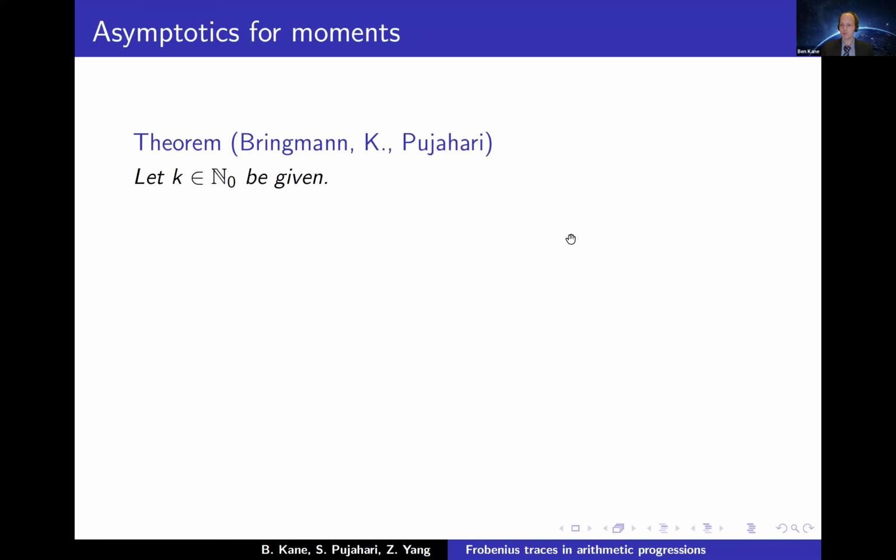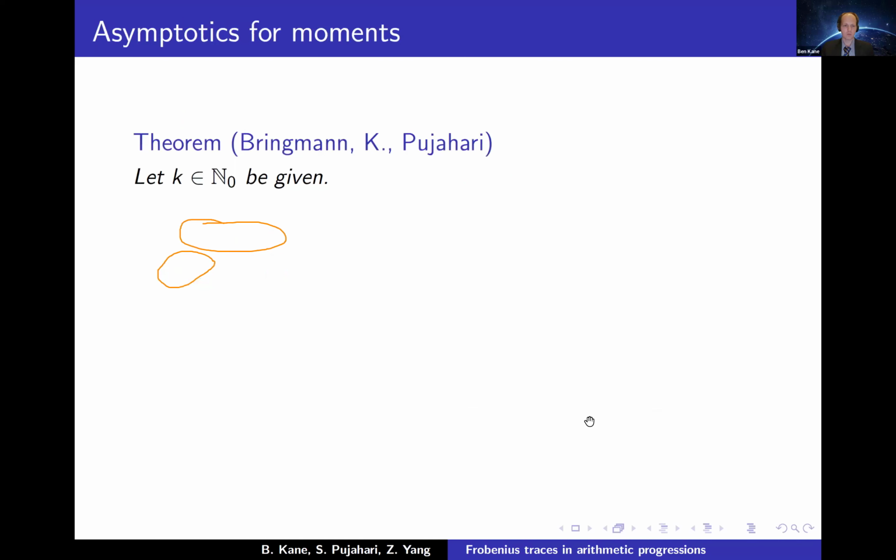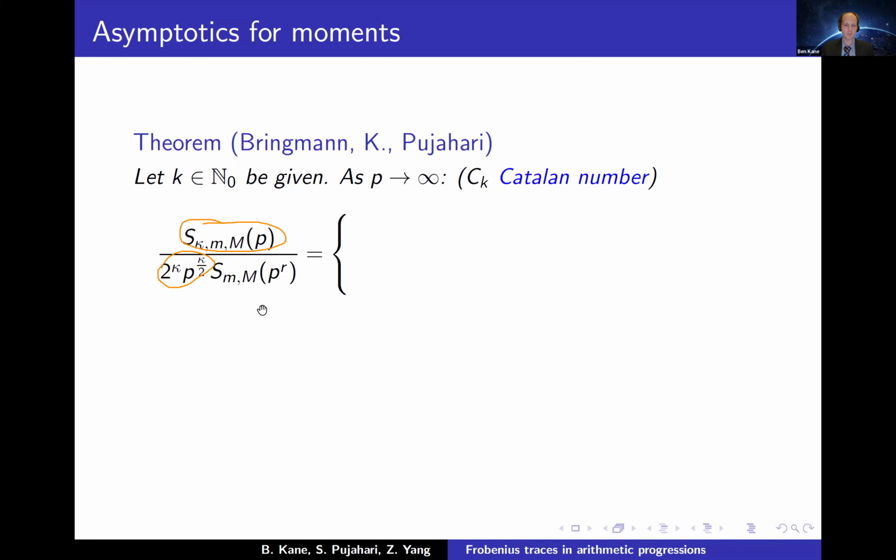And what did we do? Well, we computed the asymptotics of this. So as p goes to infinity, when we take the average that I just had from the previous one, and we divide by that power that occurred here, and then we divide by the number of elements in the set, that should give us a probability, right? So that should be exactly the probability.